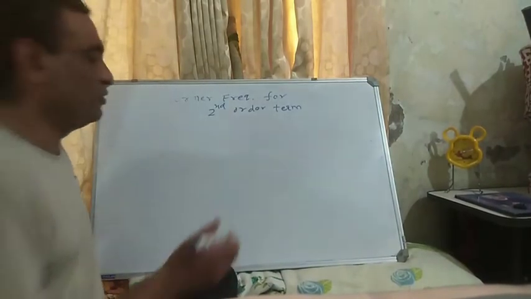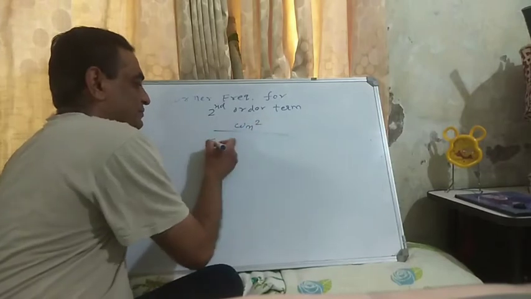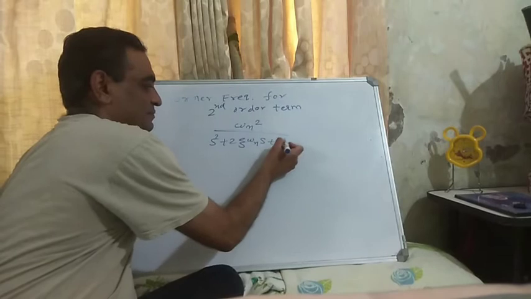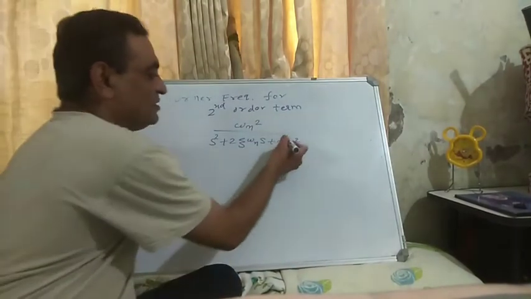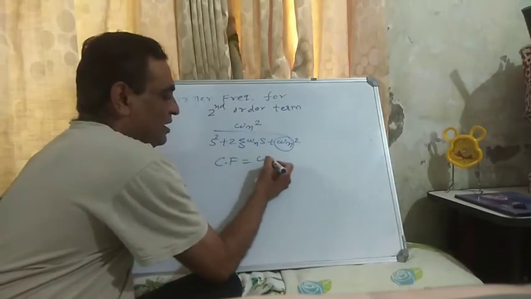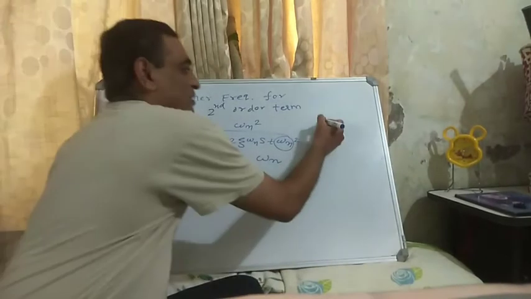Now, the corner frequency for a second order term. The second order term is something like this. For a second order term, the corner frequency is omega n. Let us take an example.